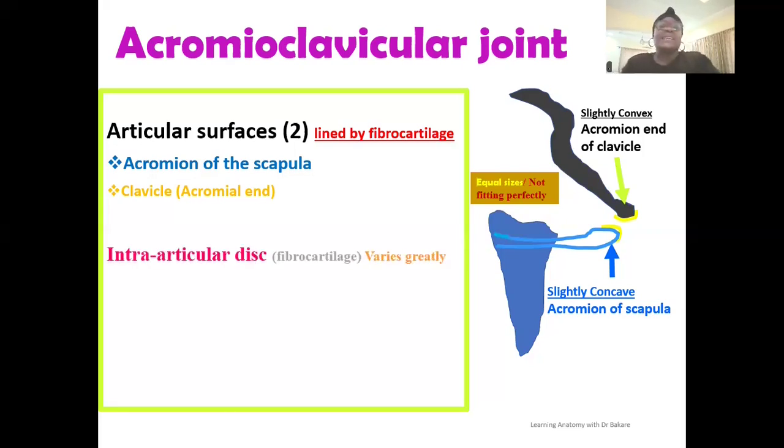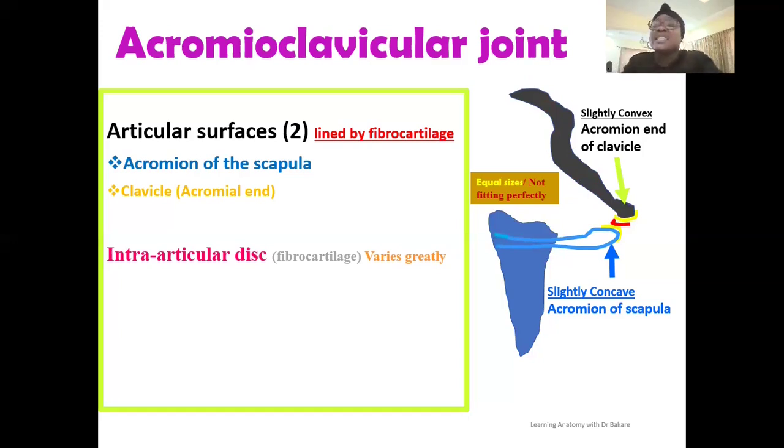Also to add that there is an intra-articular disc. This intra-articular disc is made up of a fibrocartilage. Remember that in the sternoclavicular joint, we also have this kind of disc embedded within the joint cavity. This is also seen in the acromioclavicular joint, but it varies greatly. This is what is seen to be projected here in red. It may be seen in some individuals and not be seen in others.